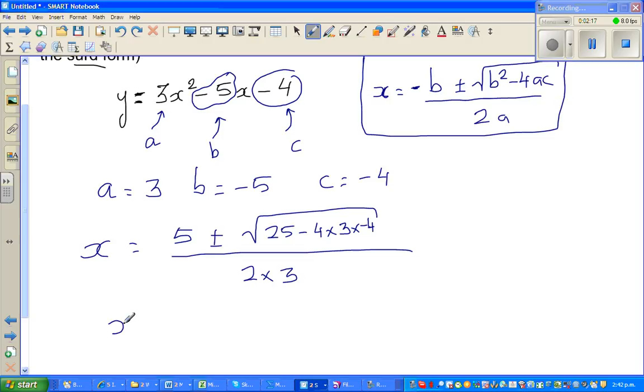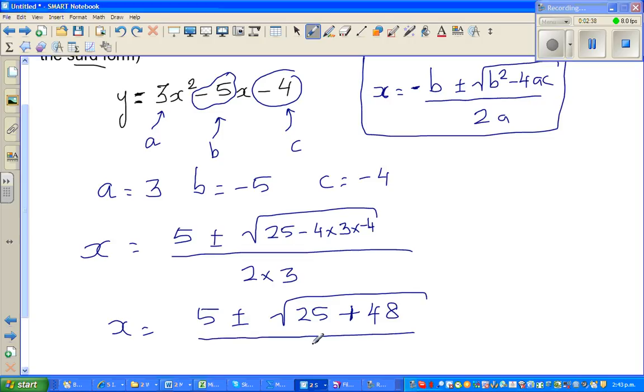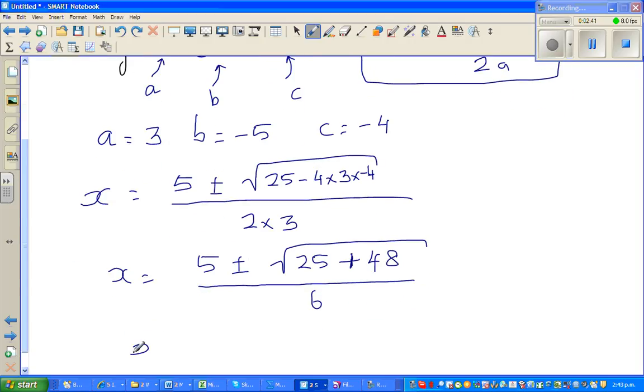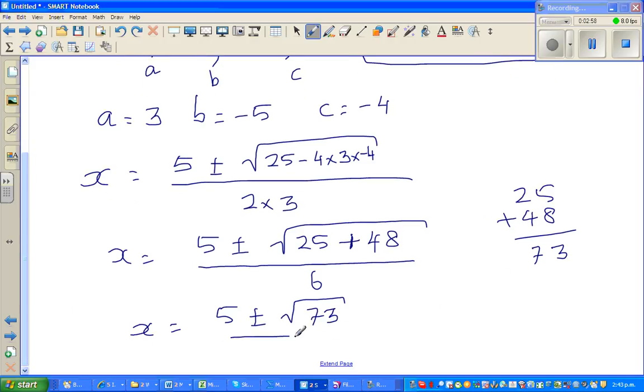So x is equal to 5 plus or minus square root of, this is 25, this is negative, times negative makes positive. 4 times 3 is 12, and 12 times 4 is 48. Okay, we'll check this on a graphic calculator, over 6. Okay, so here x is equal to 5 plus or minus square root of 25 plus 48. Okay, so this is 73, if I'm not wrong. Yeah, it's plus or minus square root of 73 over 6.